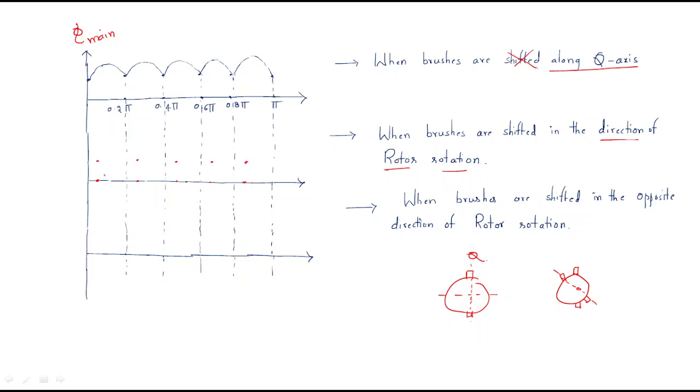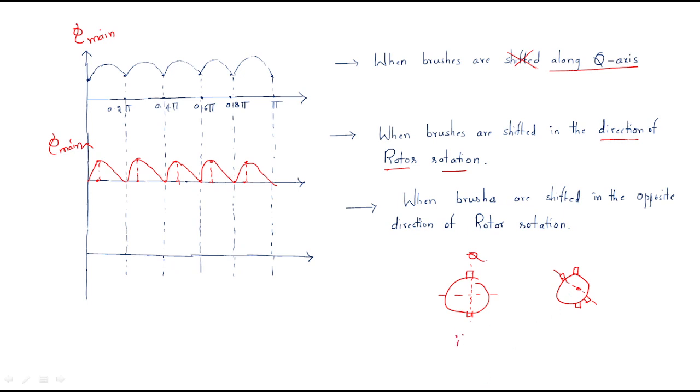Then the output reaches the maximum point and decreases. Here also it reaches the maximum point and decreases. So the maximum point will be shifted like this. Right? The shifting is like this. Yeah, this is the main field flux for the second case.